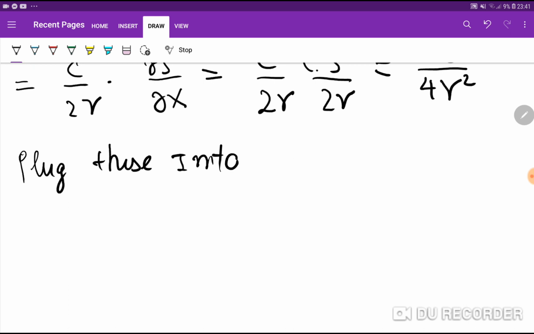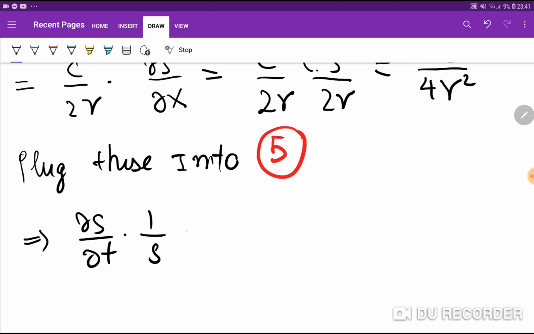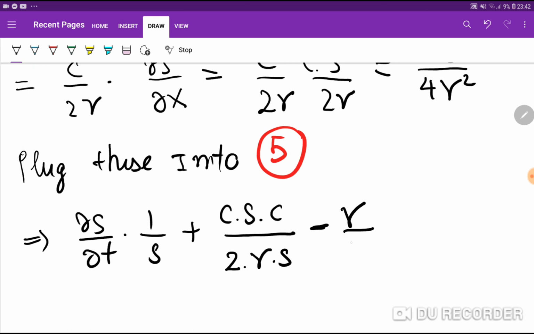5. We have partial s with respect to time times 1 over s, plus c times s times c over 2 times mu times s, minus mu over s times c squared s over 4 mu squared, equal to 0. Okay, so basically I use equation 5 we defined above, and I just plug it in.